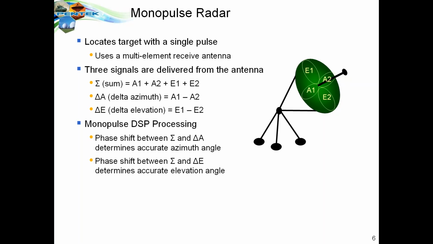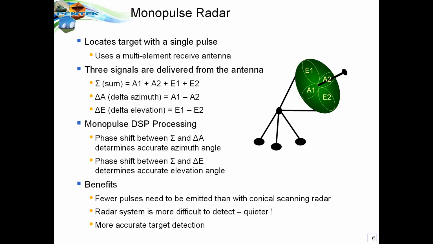That allows you to determine a very accurate azimuth angle of the target. And the phase shift between the sum and the delta E signal determines a very accurate elevation angle. Here the benefits are that there are fewer pulses needed than with a conical scanning radar or the rotating antenna.